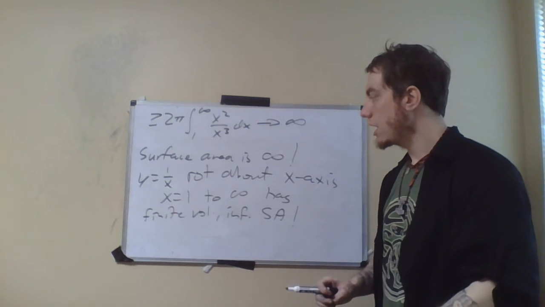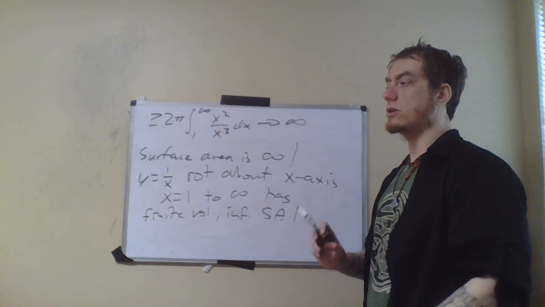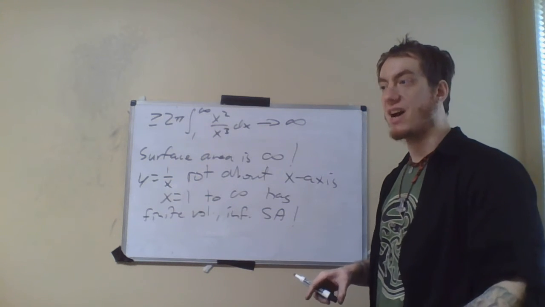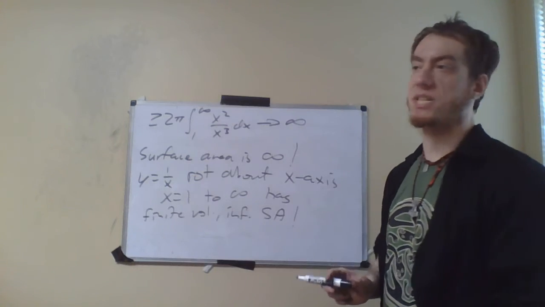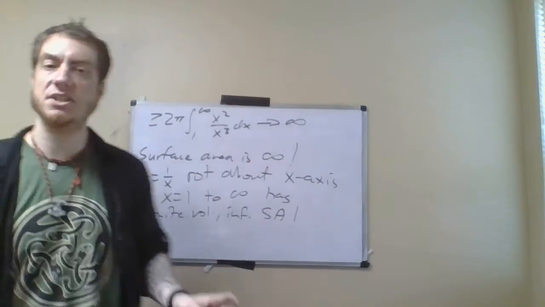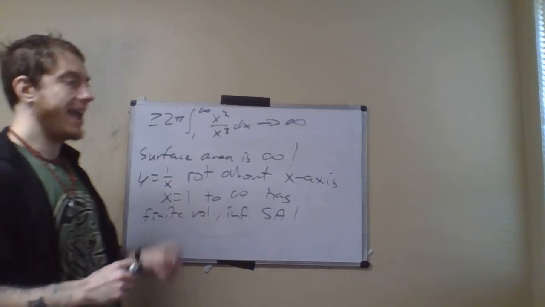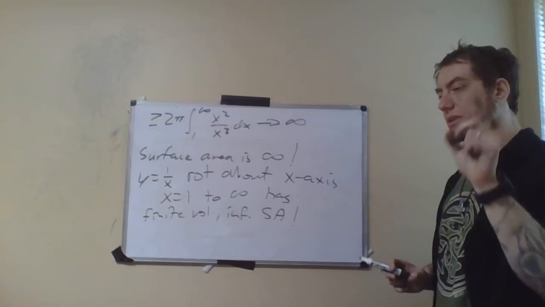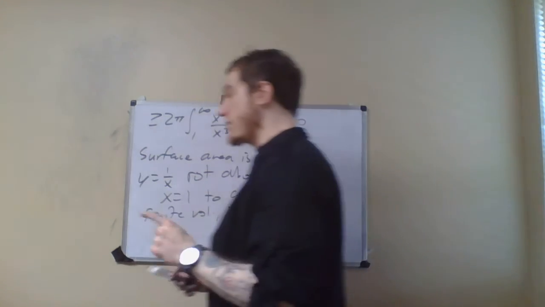And one of the things that people say about this is, well, that means that if this were a physical container, it can only contain a finite amount of paint, but you cannot cover the surface with a finite amount of paint because you've got an infinite surface area. How can you cover an infinite surface area with a finite amount of paint? And yet this thing only holds a finite amount of paint. Yeah, but they're making a mistake here. It sounds like a paradox, but it's not.